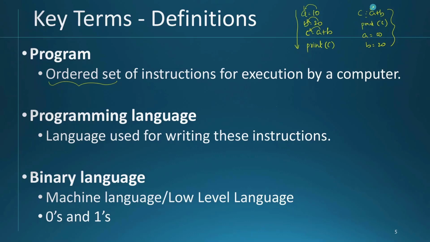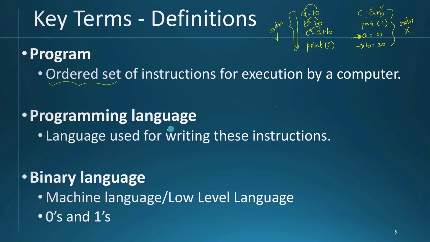Because once you try to add a and b, we don't know what the values of a and b are, because the values of a and b are obtained in the later statements. So you can see in the first option, the order is correct. In the second option, the order is wrong. So what I wanted you to understand is that a program is an ordered set of instructions. If you mess with the order, then your program will not give the proper result.